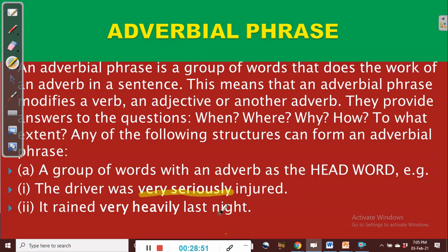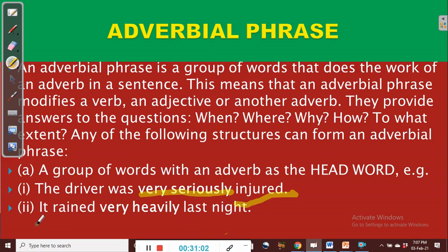If we say the driver was injured and we remove "very seriously," then someone may ask the question, to what extent? And somebody will say very seriously. All right? So because this is an adverbial phrase of degree, it tells us to what extent.